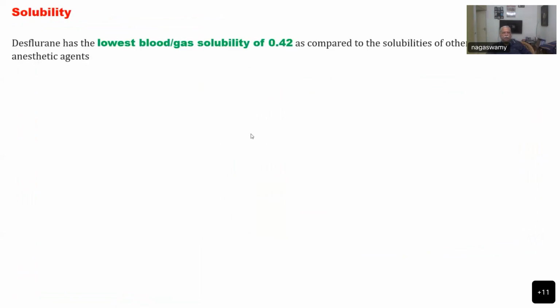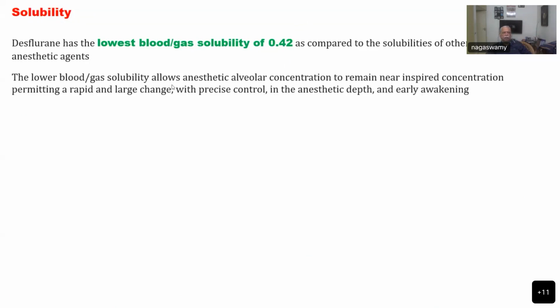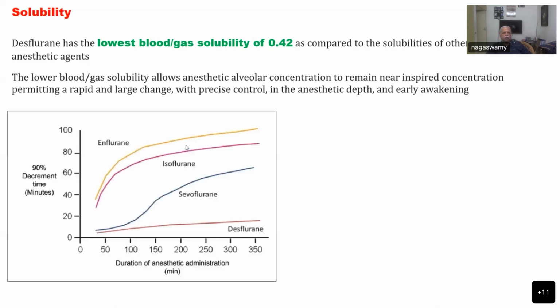Coming to the other features of this drug, solubility: it has the lowest blood gas solubility, even lesser than nitrous oxide. So 0.42 is the blood gas solubility. The lower blood gas solubility allows the alveolar anesthetic concentration to remain near the inspired concentration, permitting a rapid, large change. So the induction and recovery are both very fast. So early induction and early awakening.